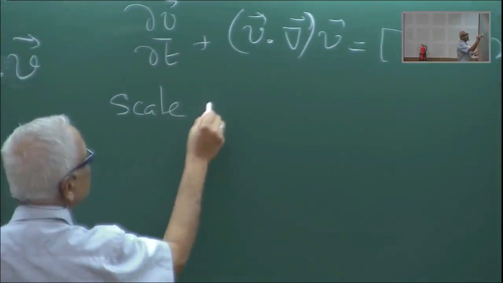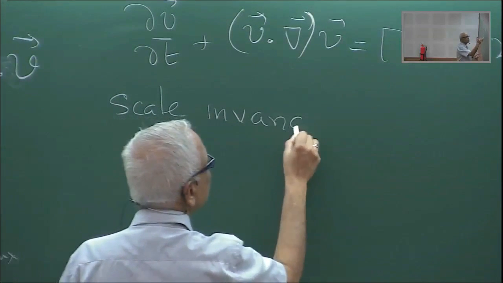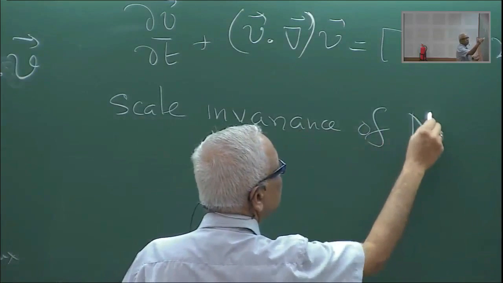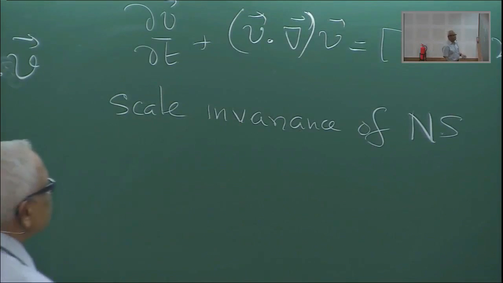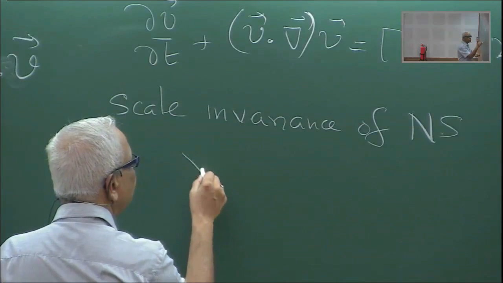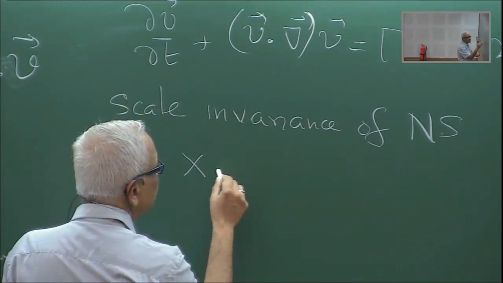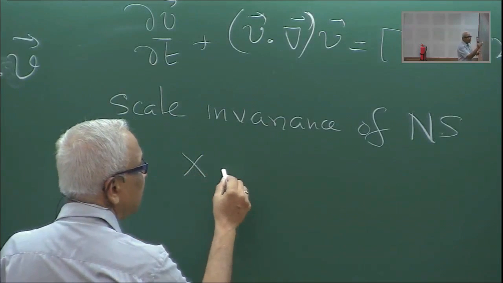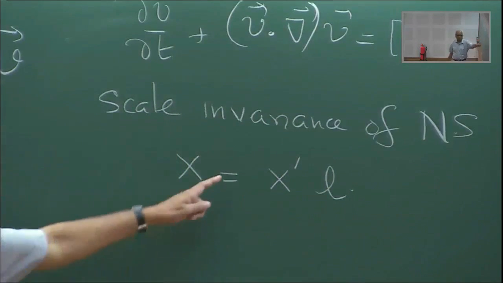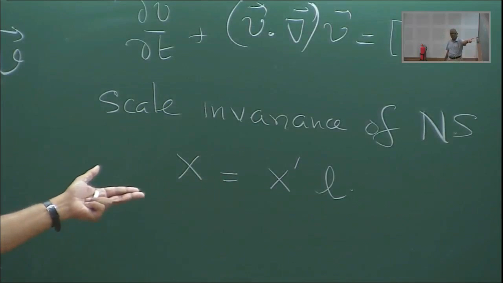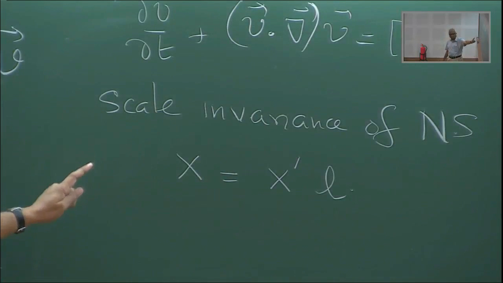So I want to look at the scale invariance of the Navier-Stokes equation. What's meant by scale invariance? The scale invariance means that I will go from x to some x prime. I will scale x by a length L and talk about some x prime, which is dimensionless. I have scaled x by length scale L. So x is equal to x prime times L.